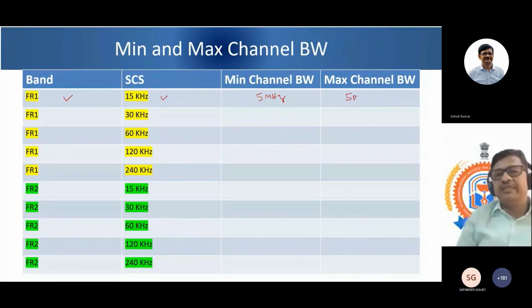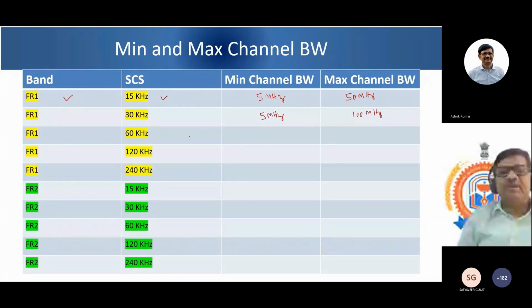50 megahertz. Very right. And suppose I am using 30 kilohertz sub-carrier spacing. Then what will be the minimum channel bandwidth in FR1? 5 megahertz. And the maximum is 100 megahertz. Very right.